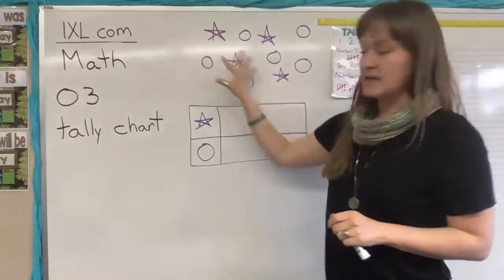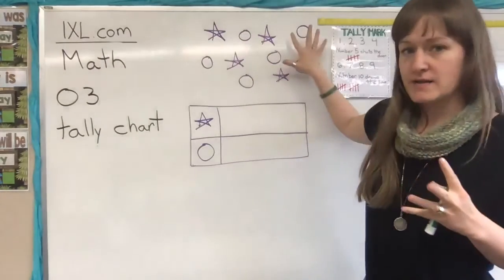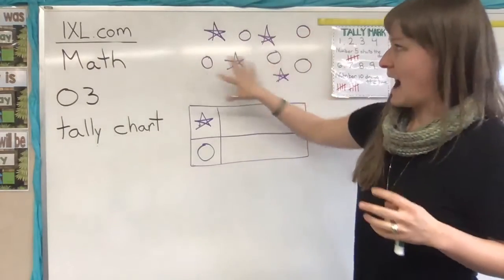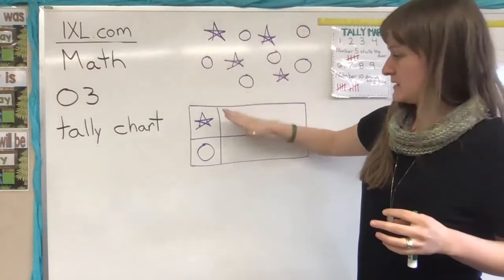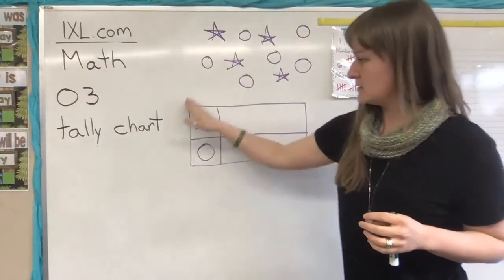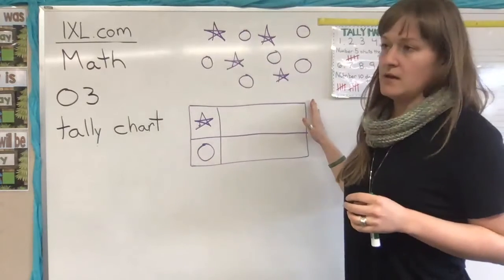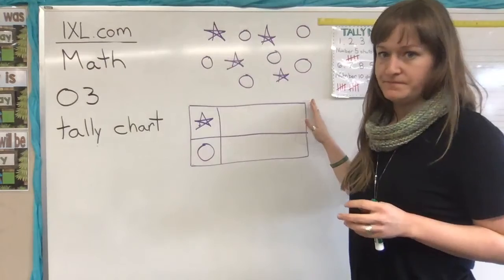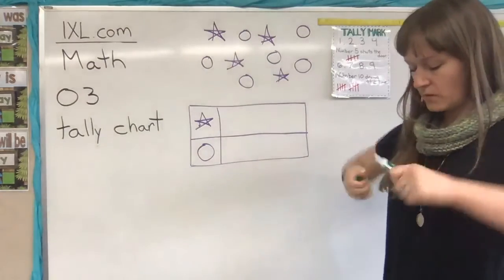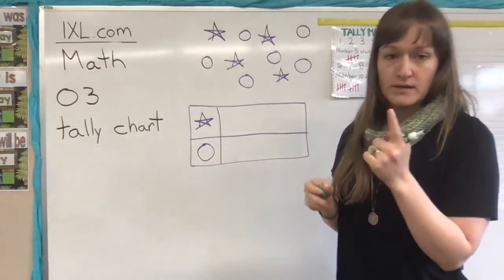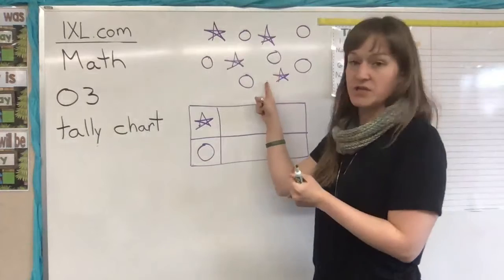So here is what we need to graph. We just have random shapes up here, and not in any order, but down here is our graph. So this is just a simple tally chart. So we need to make tallies. One tally represents one shape.